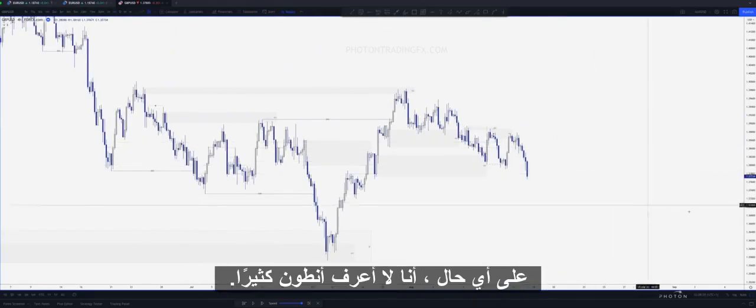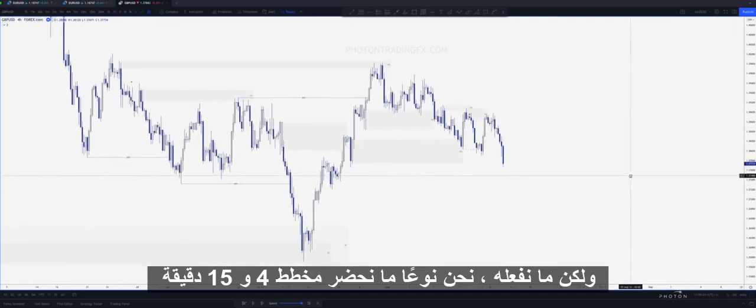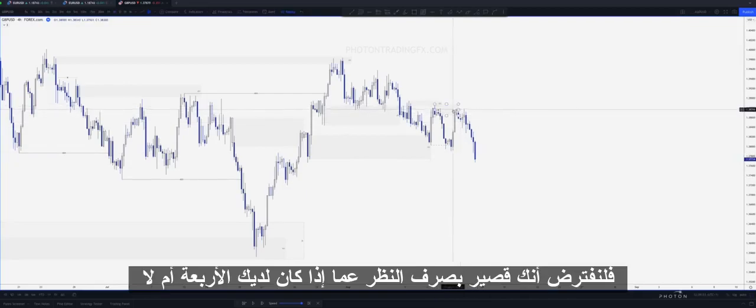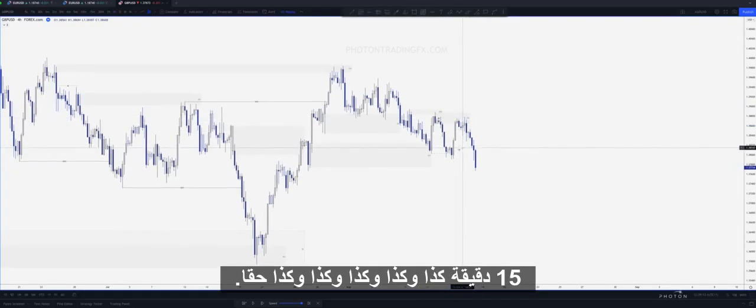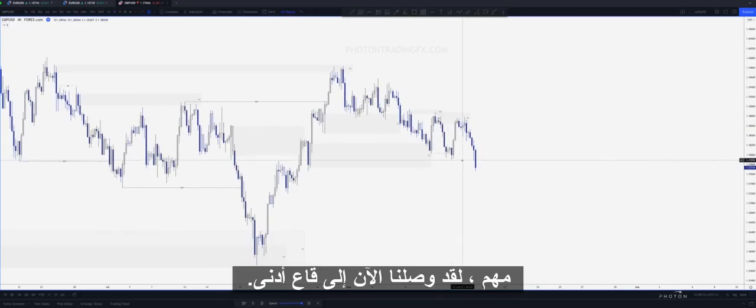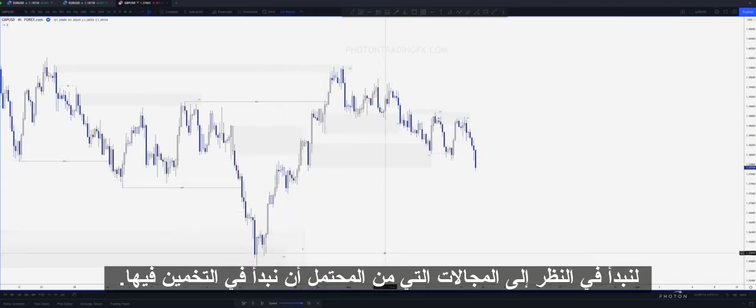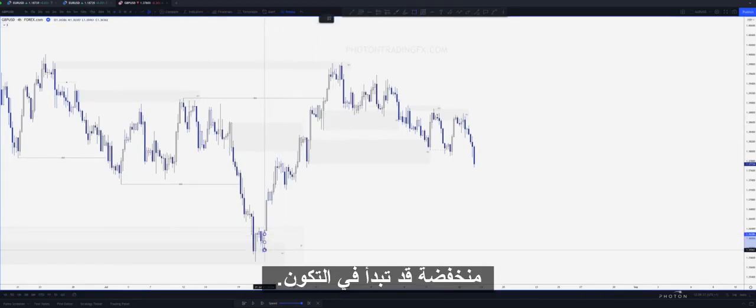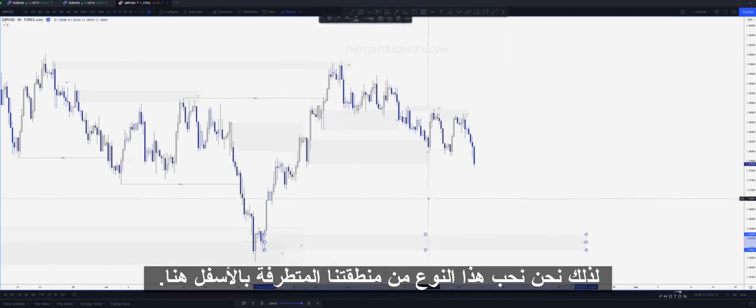Anyway, I don't want to rant on too much, but I'll tell you what we'll do. We'll bring the 4 hour and 15-minute chart nearer to today's price action. So let's say you're short, regardless of whether you got on the 4 hour or the 15-minute, it doesn't really matter. We've now made a lower low. Let's start to look at areas where potentially we can, not guess, but anticipate where that 4 hour swing low may start to form. So I really like this 4 hour extreme zone down here.